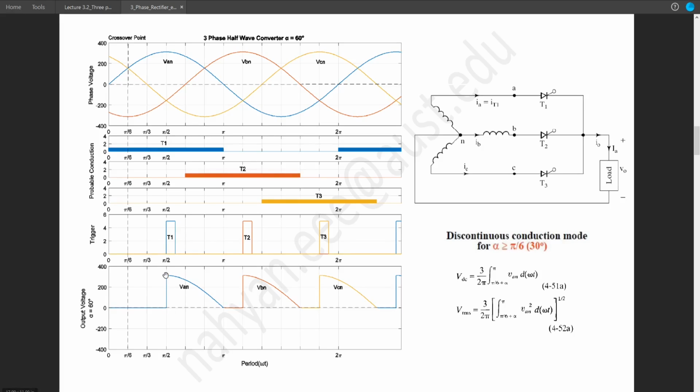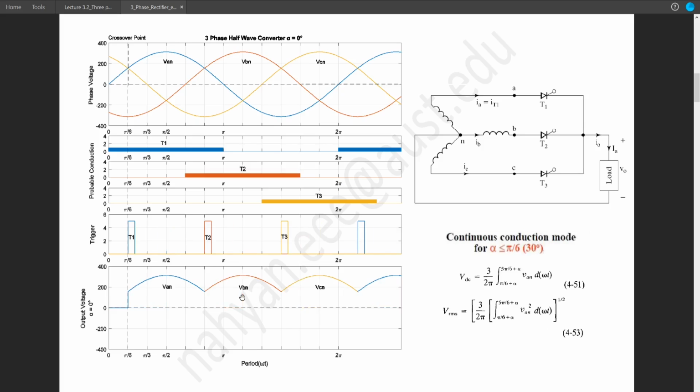We will get VAN after this triggering, and the VAN will stop there, because after this point the value of VAN is getting negative, and a negative value of VAN will automatically turn off this T1. But again, keep that in mind, we haven't turned on this T2. T2 is turned on at this point. So there will be a gap which we are calling discontinuous conduction mode.